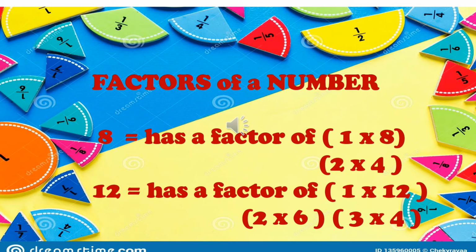So when we talk of factors of a number, we are talking about two numbers that, when we multiply them, give another number. 8 has factors of 1 times 8 and 2 times 4. 12 has factors of 1 times 12, 2 times 6, and 3 times 4. We call these numbers factors. When these numbers are multiplied, they give us another number. Every number, as long as it is a composite number, has factors, whether it has 2 or more.